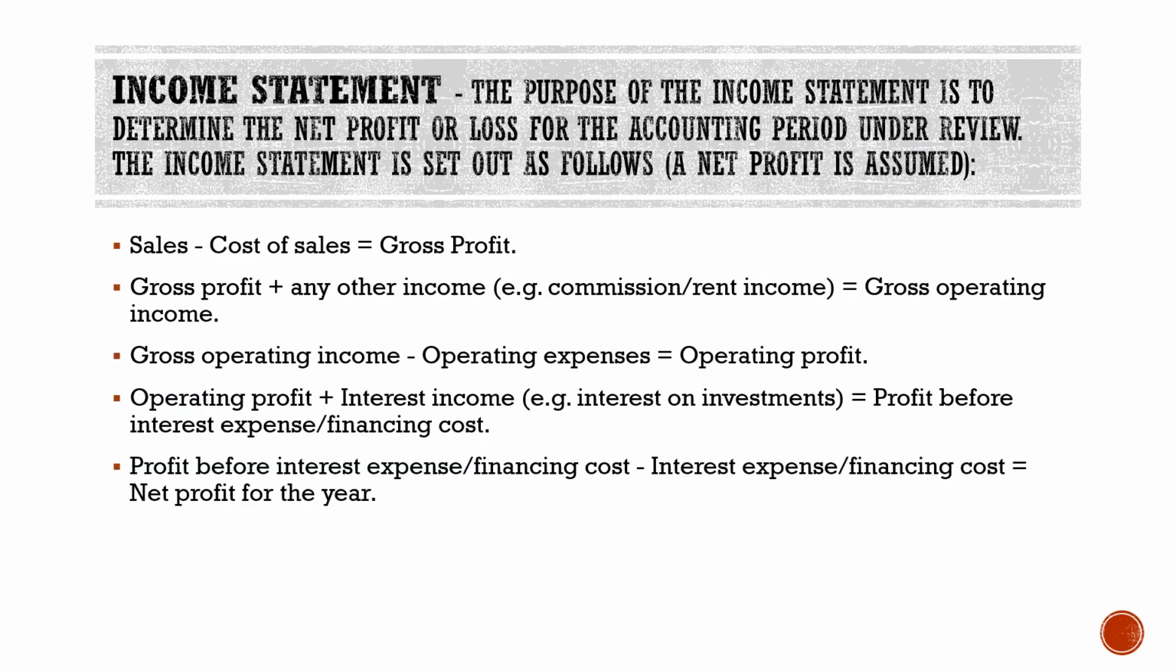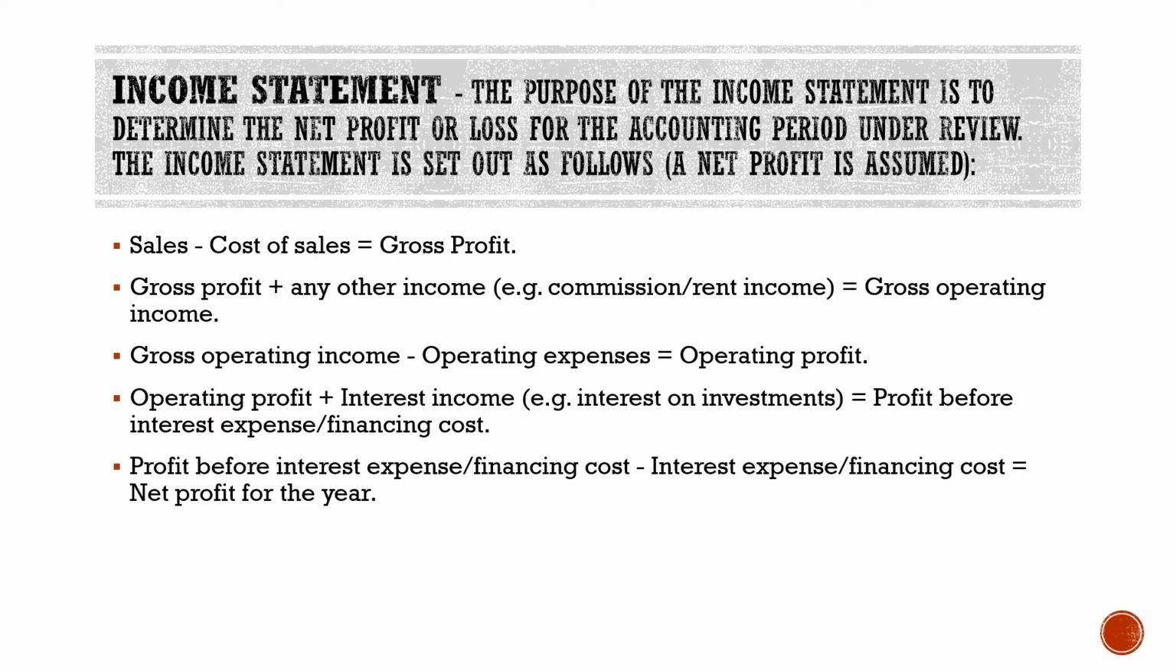Income statement. The purpose of the income statement is to determine the net profit or loss for the accounting period under review. The income statement is set out as follows. A net profit is assumed. Sales less cost of sales will equal gross profit. Gross profit plus any other income, for example commission or rent income, will equal gross operating income. Gross operating income less operating expenses will equal operating profit.